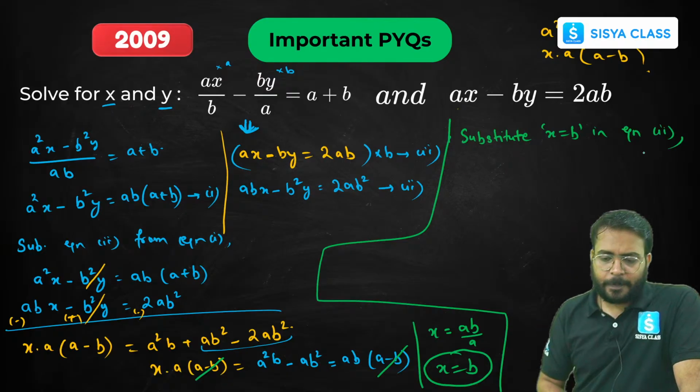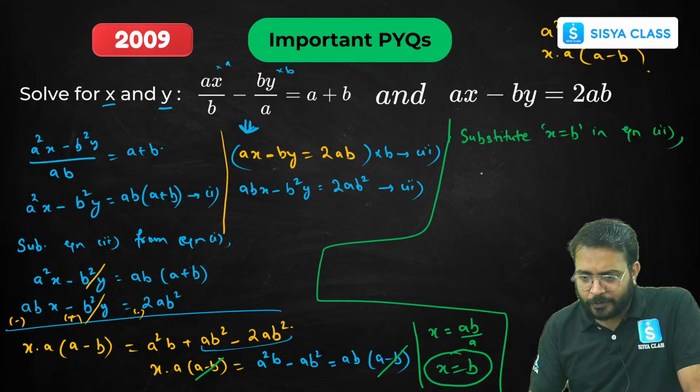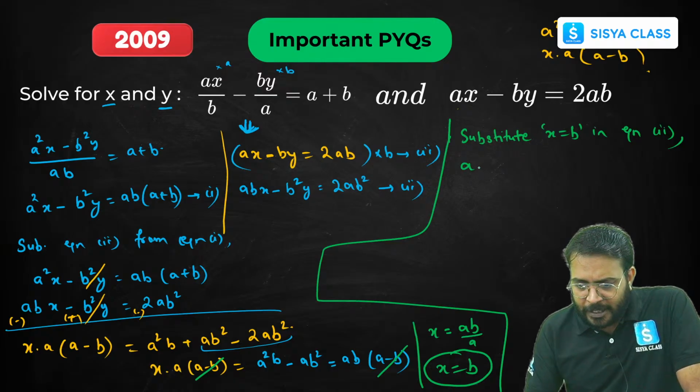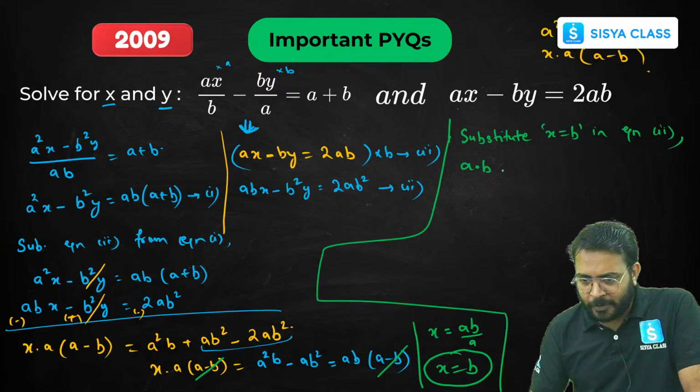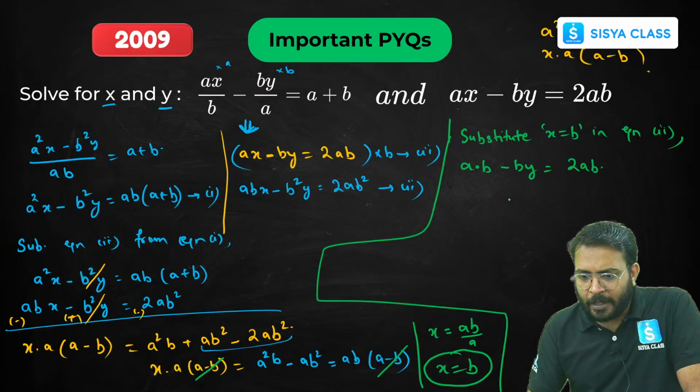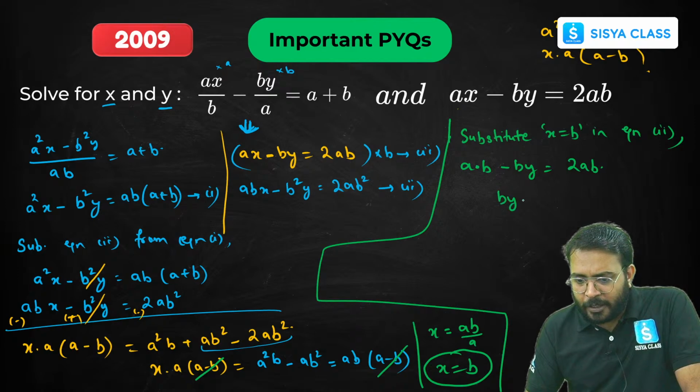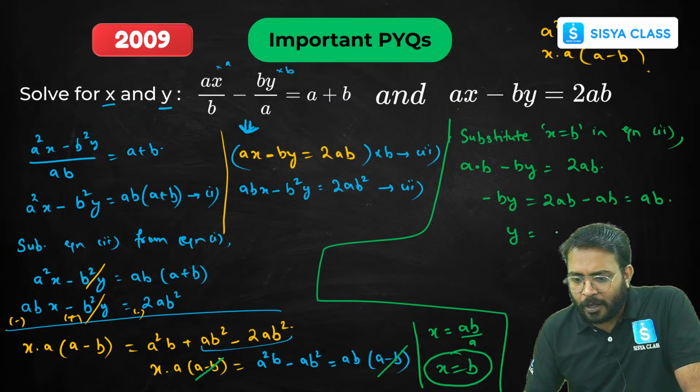What will I get? Substitute here, x is b, so that means here we can get b. Minus by is equal to 2ab, that means minus by is going to be 2ab minus ab, that means it is going to be ab, yes or no? So y is going to be ab divided by minus b, that means it is going to be minus a.